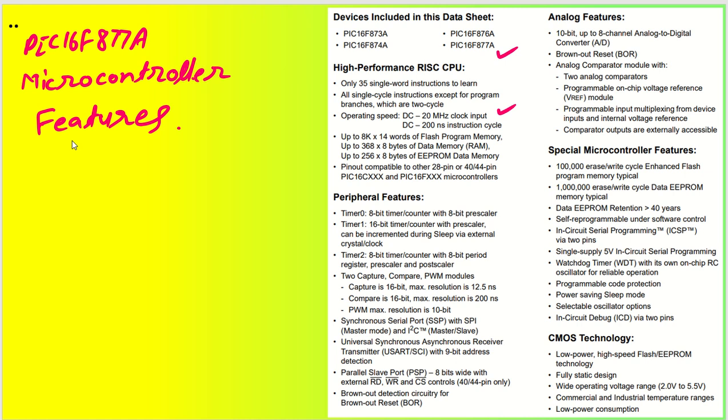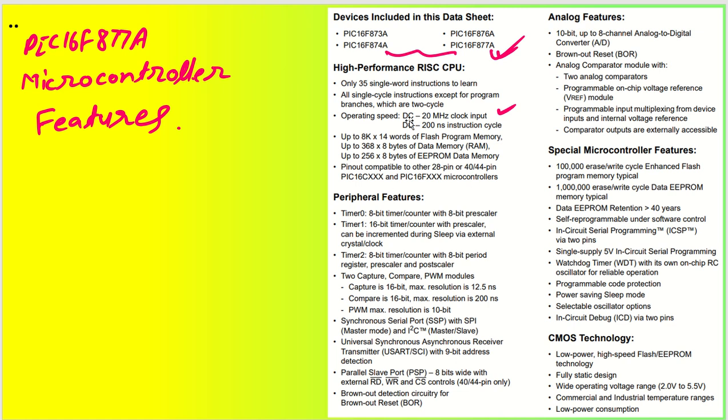For more of the features, you can directly download the data sheet and try to understand what the different features available are. You can see it has 4 devices available: 873A, 874A, 876A, and 877A. We will give you the comparison. However, my recommendation is to go ahead with the highest one, which is PIC16F877A. The rest are fine.